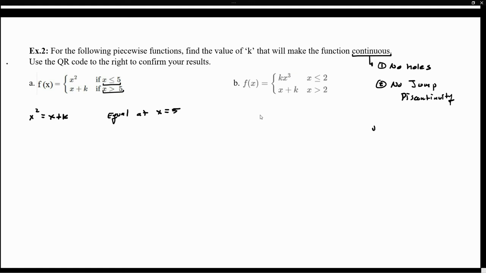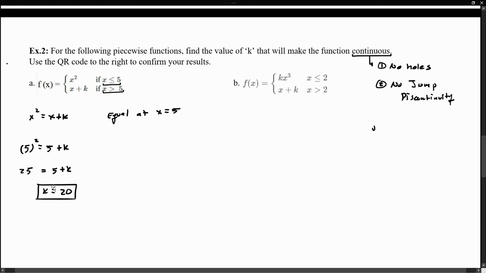Now let's substitute x equals 5. We're going to have 5 squared equals 5 plus k. This gives us 25 equals 5 plus k. So now k is equal to 20. We're saying if we let k have a value of 20, both functions are going to be equal when x is 5. And that's what we wanted to do.